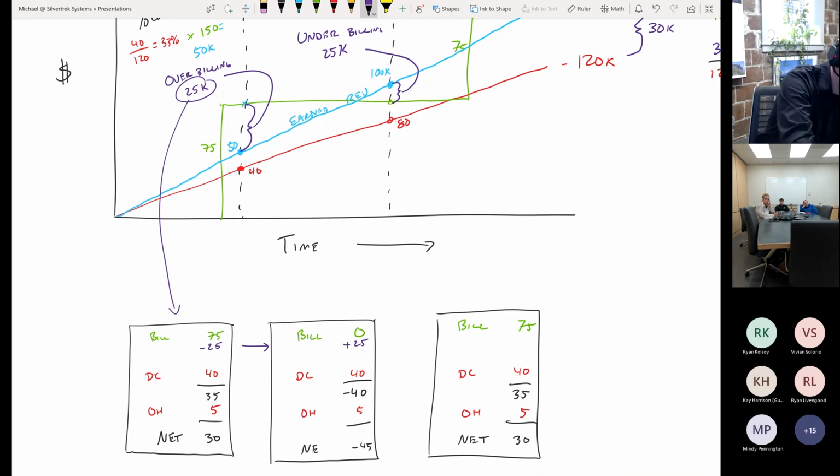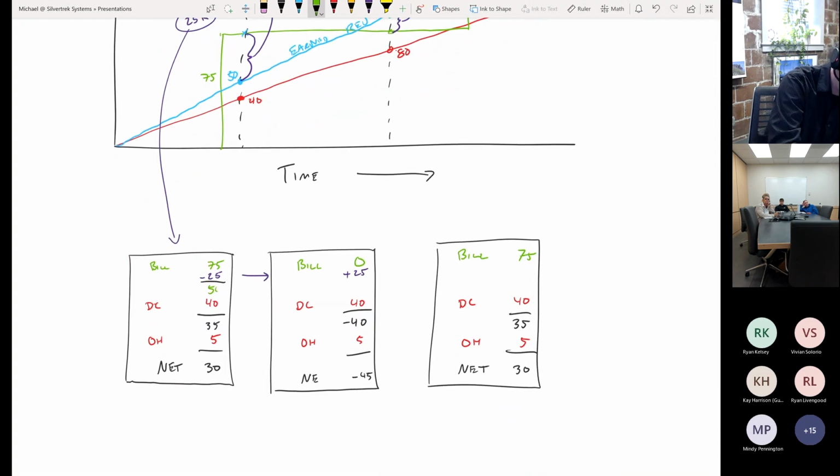Okay, so what does that mean for our total revenue for March? It's 75 minus 25. That means we get $50,000 of revenue, not billings, and that means our gross profit drops to $10,000, and our net profit drops down to 5. So we went from 30 to 5.